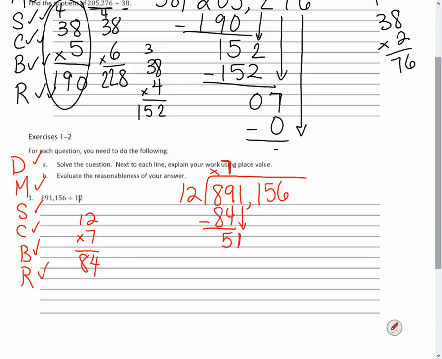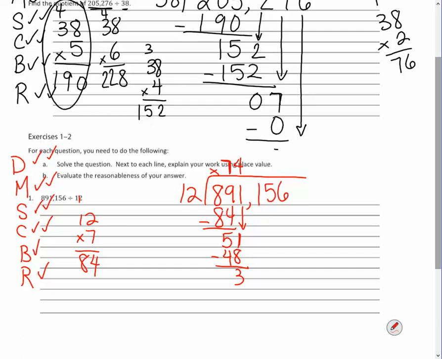All right, so how many times does 12 go into 51? Well, I know 12 times 4 is 48, so I'm going to put a 4 there. So now I'm going to multiply. 12 times 4 is 48. I'm going to subtract, which gives me 3. I'm going to check, is 3 less than 12? You betcha.